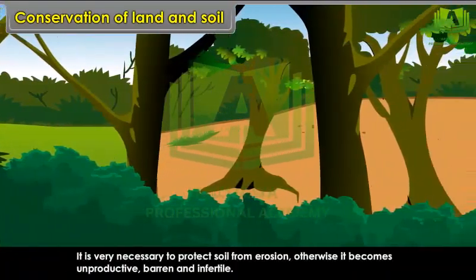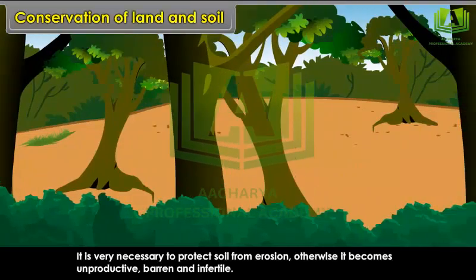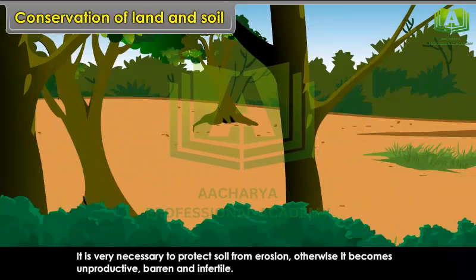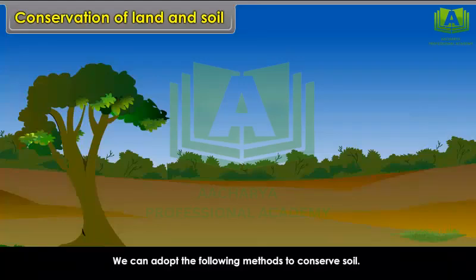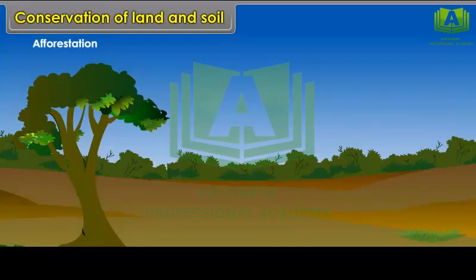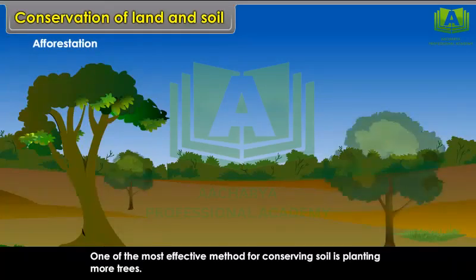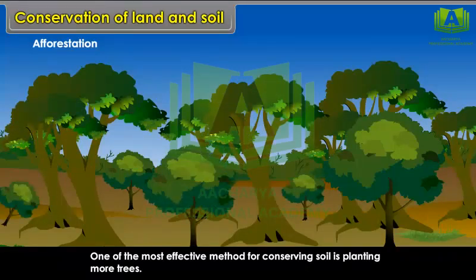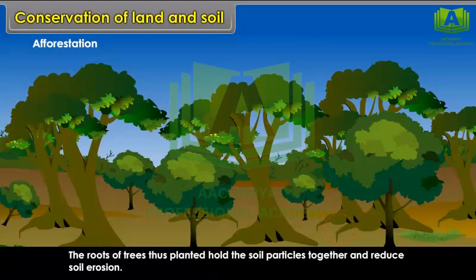It is very necessary to protect soil from erosion. Otherwise, it becomes unproductive, barren and infertile. We can adopt the following methods to conserve soil. Afforestation. One of the most effective methods for conserving soil is planting more trees. The roots of trees thus planted hold the soil particles together and reduce soil erosion.